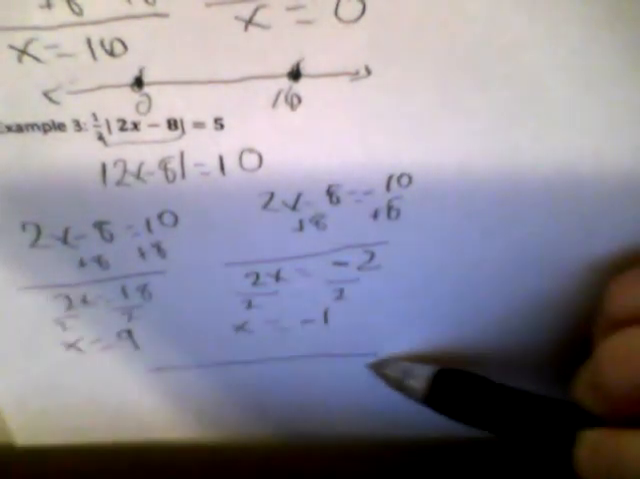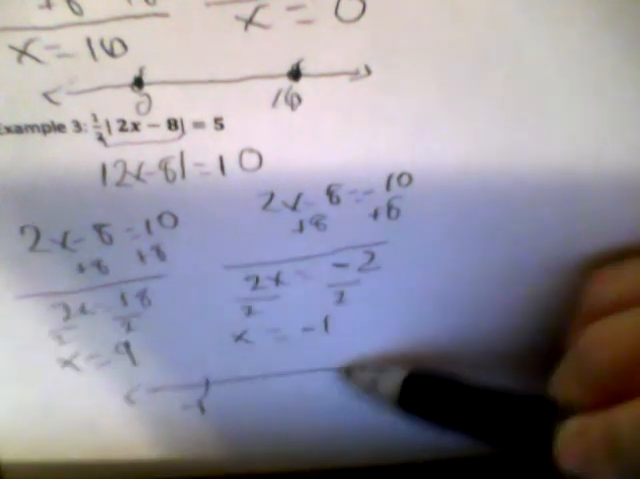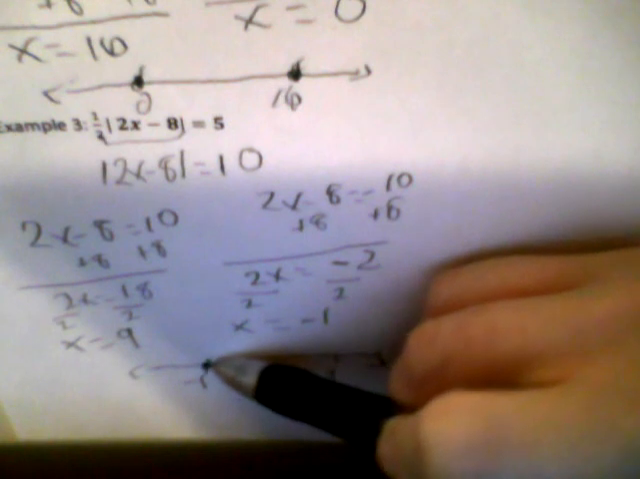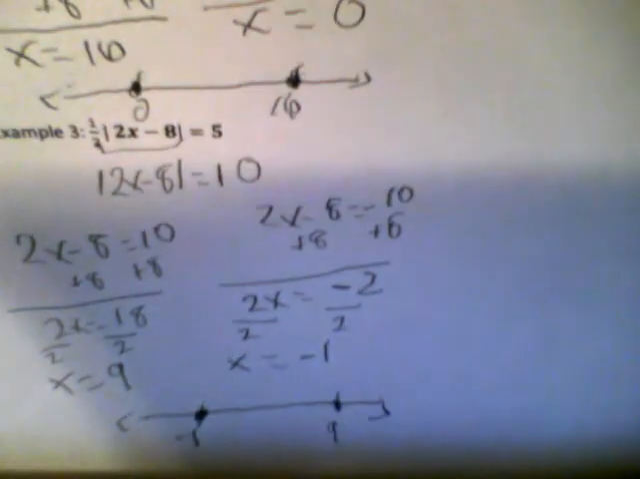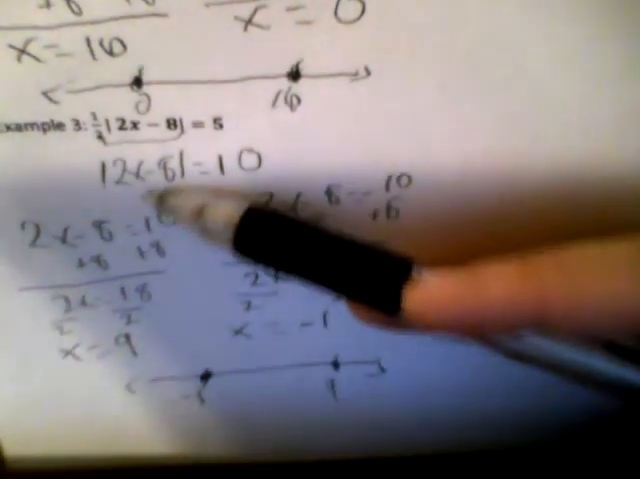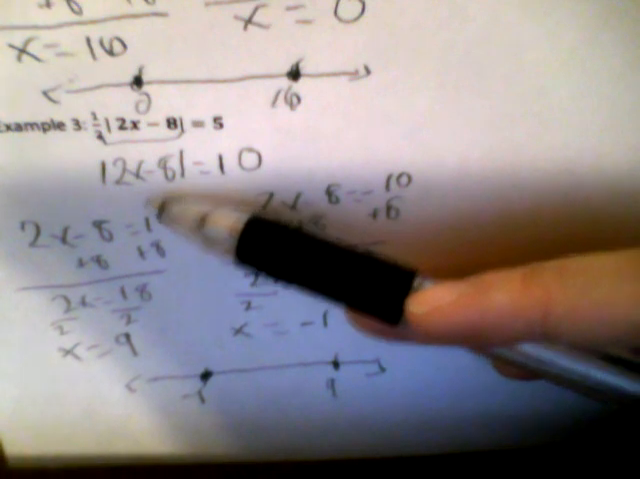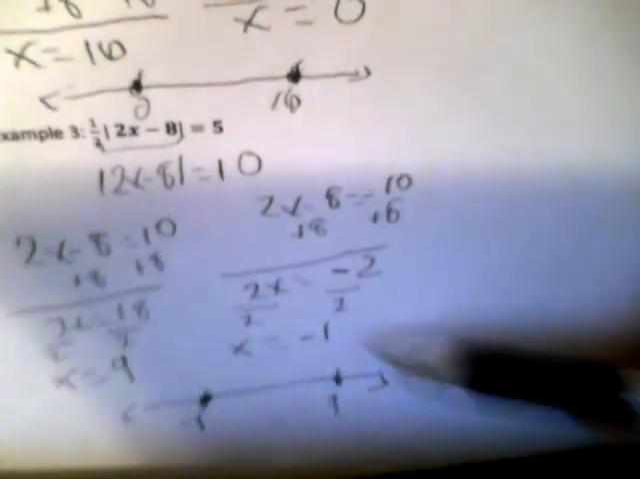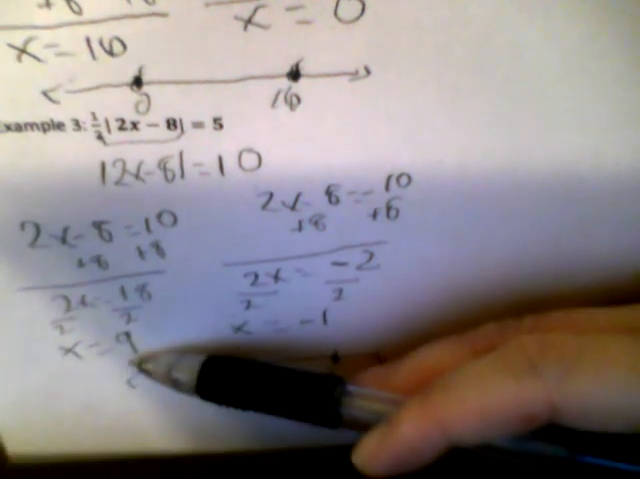So I draw my number line. My negative 1 is right here and my 9 is right here. And then I'm just going to make a dot at negative 1 and a dot at 9. So those are my two solutions. And once again, if you plug it in, it makes sense. When you plug in negative 1 for x, you get the absolute value of negative 10. Well, the absolute value of negative 10 is just 10. I can do the same thing by plugging in my solution of x is equal to 9.